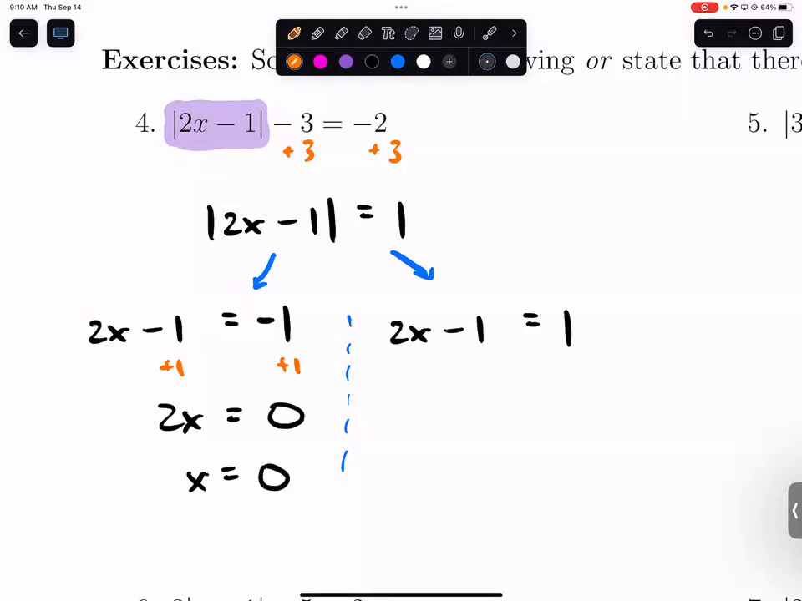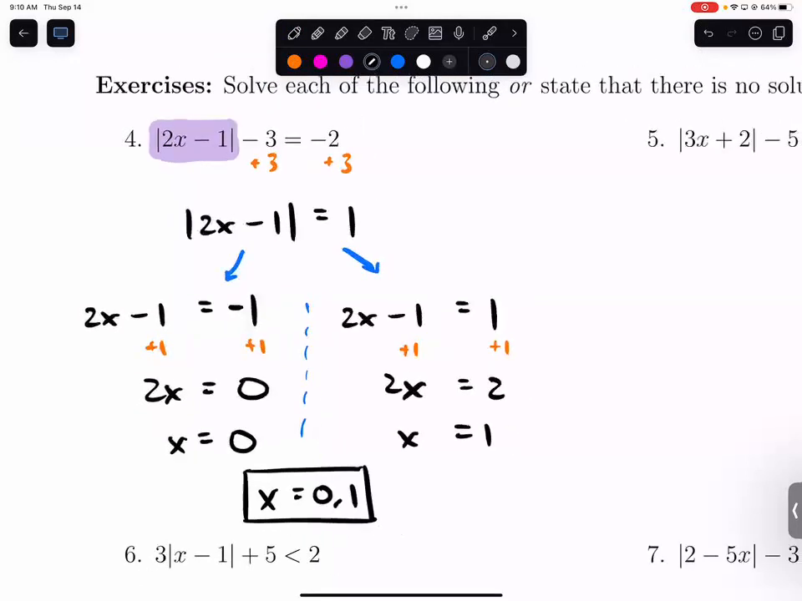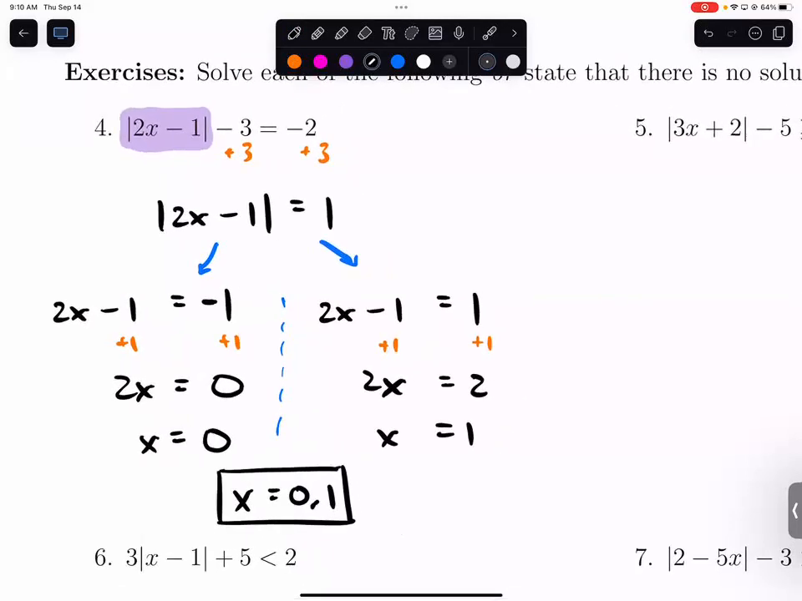And the other one, 2x is 2, so x is 1. So we get 2 solutions. They are 0 and 1. That's where those things are exactly the same. So it's just those 2 values. So we would just list them. Of course, you can check if you want. If you plug 0 back into the original thing, you'll see that that checks out, and so does 1.